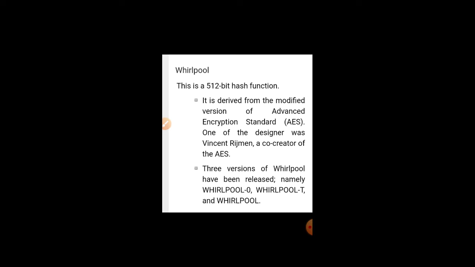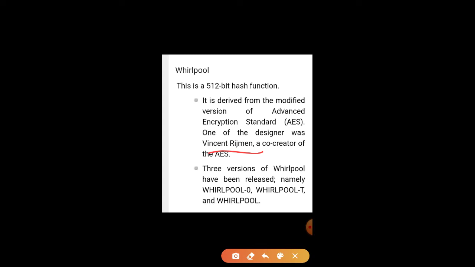This algorithm is a modified version of the AES algorithm, which we already discussed in previous chapters. AES, Advanced Encryption Standard. This is designed by Vincent Rijmen. Here we also call the Whirlpool algorithm the Whirlpool cipher. Why? Because here we are using symmetric key block cipher techniques. That's why we can call this a Whirlpool cipher also.